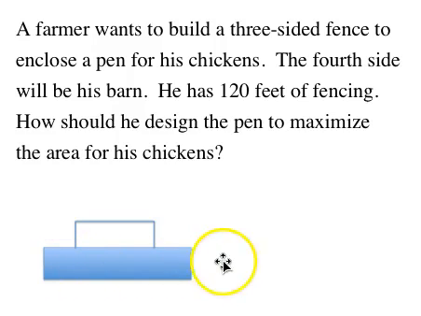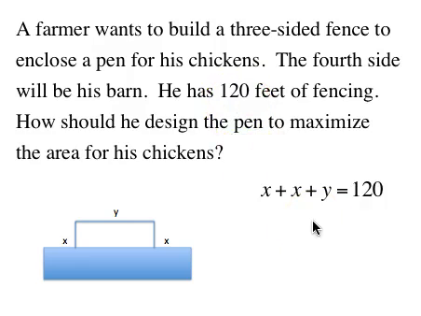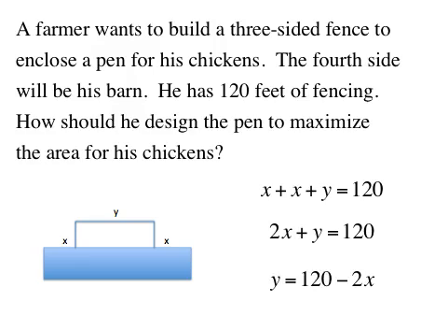The barn is in blue, so there will be three sides for this pen, and these three sides can total no more than 120 feet. So let's give them names. We'll call this side X, this is also X, and that's Y. So those three pieces together, X plus Y plus X, has to be 120 feet. 2X plus Y is 120. This enables me to solve for Y in terms of X, subtracting 2X from both sides. Y is 120 minus 2X.